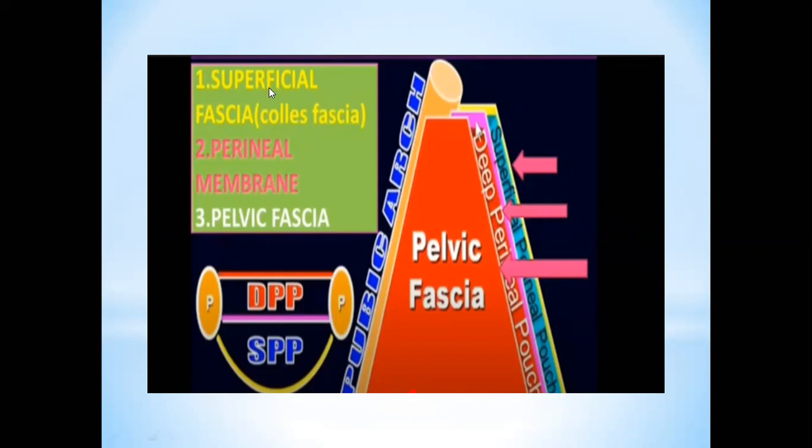Now, as we've already discussed, we have the superficial perineal pouch. This is the pelvic fascia, which is divided into the visceral layer and the parietal layer. We have the perineal membrane, the superficial perineal pouch, and the deep perineal pouch. If we go from outside to inside, the first thing that will come is the superficial perineal pouch. The middle thing will come as the deep perineal pouch. And lastly, in the end, will come the pelvic fascia. And if we go deeper inside to the pelvic fascia, we can find the pubic arch.